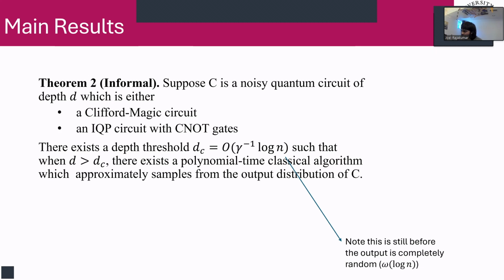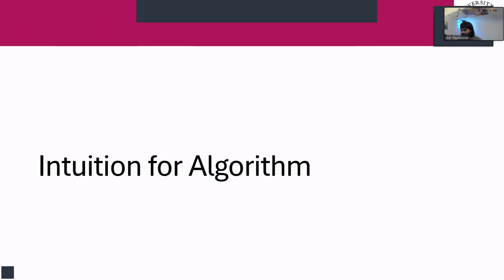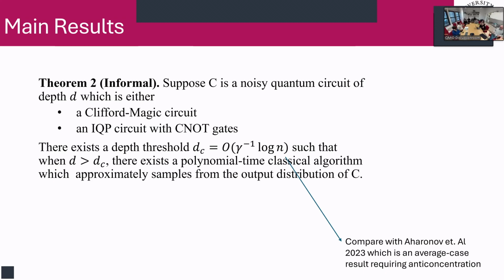You can compare this to, for example, the recent work by Aronov et al., which talks about random quantum circuits, and that exactly works in this depth threshold of gamma minus one times log n depth. And basically what we're saying is that maybe you're able to relax this average case and anti-concentration requirement when you look at worst case Clifford or worst case IQP circuits with C-nots. But this is just another thing that we have in our paper, and I may mention it later. Sorry, the difference with theorem 1 is the geometrical connectivity, right? Yes. Okay.